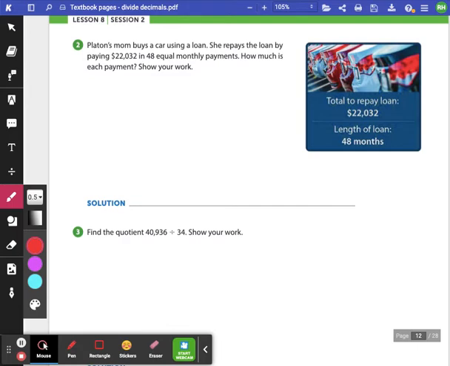Number 2. Layton's mom buys a car using a loan. She repays the loan by paying $22,032 in 48 equal monthly payments. Keyword, we're putting something into equal groups. How much is each payment? So I'm going to take my $22,032 and I'm going to divide that into 48 equal groups.